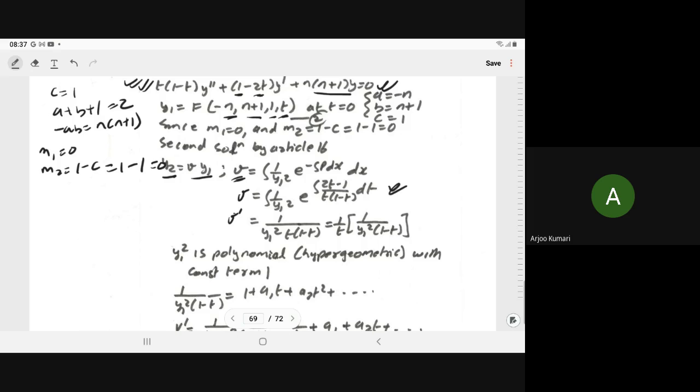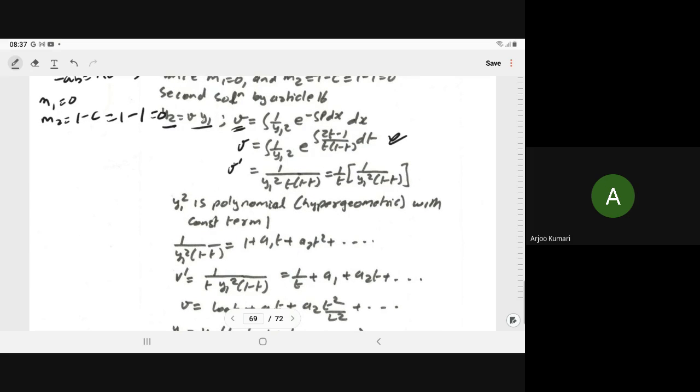So when any function is analytic, you can write it as a Taylor series expansion. So here we have written 1 upon y1 square into (1 minus t) as a Taylor series expansion. In general we have a naught plus a1t plus a2t square and so on. Here we assume a naught is equal to 1, so it becomes 1 plus a1t plus a2t square and so on.